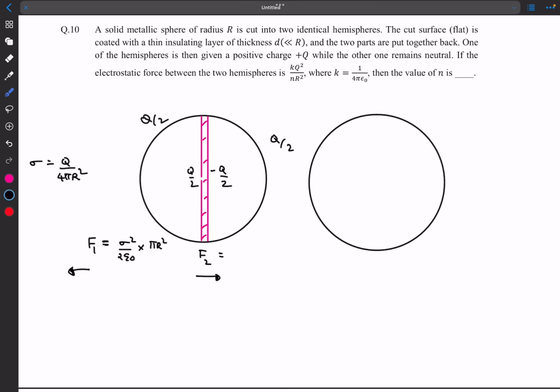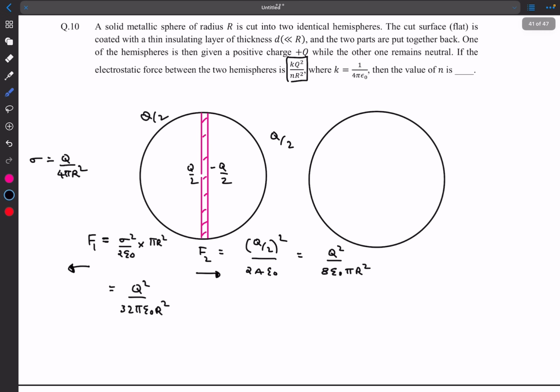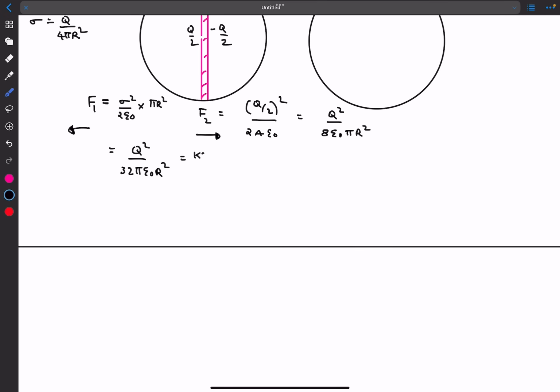So for F2 we can just use the result Q squared by 2 A epsilon naught. This was the force of attraction between two plates of a parallel plate capacitor, right? So this is going to be Q squared divided by 8 epsilon naught pi r squared, because the area of this plate is pi r squared. Now sigma we can write as Q by 4 pi r squared. So this becomes Q squared by 32 pi epsilon naught r squared. They want the answer in terms of kQ squared by r squared. So this we can write as kQ squared by 8r squared, and this we can write as kQ squared by 2r squared. So the attraction force is actually stronger.